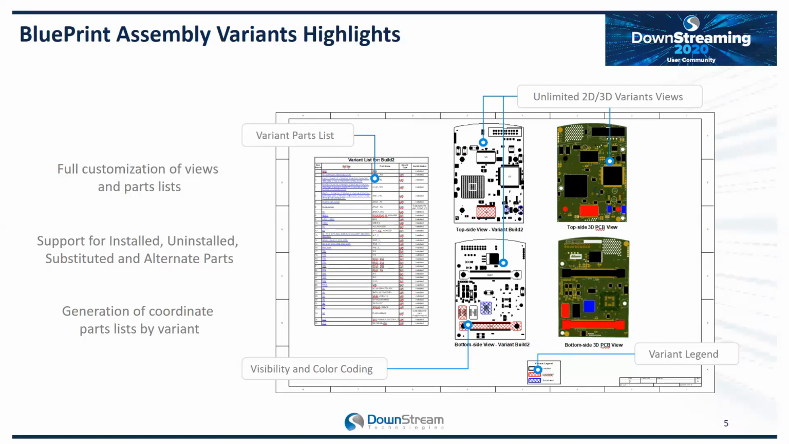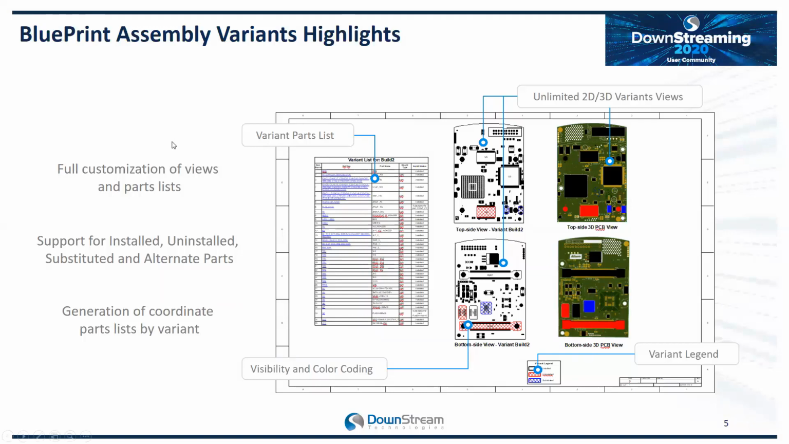Okay, so this is an example. We also have a legend for cross-referencing, user selectable, user definable, what colors or schema we're using to identify uninstalled parts, installed parts, and substituted parts.